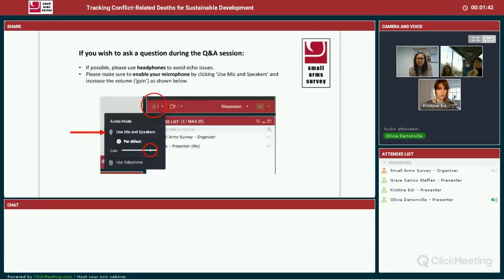If you wish to ask a question during the Q&A session, if possible, please use headphones, because this really avoids any echo issue. And of course, whether you're using headphones or not, please make sure you enable your microphone. There's a frame called Camera and Voice, and at the bottom of this frame, there's a little microphone icon. You need to click on it and click on Use Mic and Speakers. Please make sure the volume is set at this level, not more than that, because otherwise it's too much. Not less than that either.